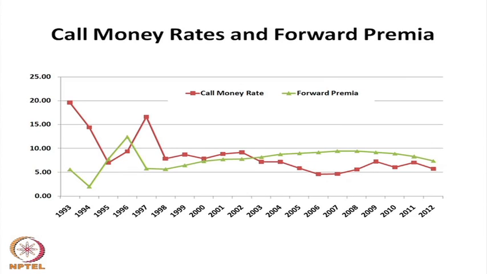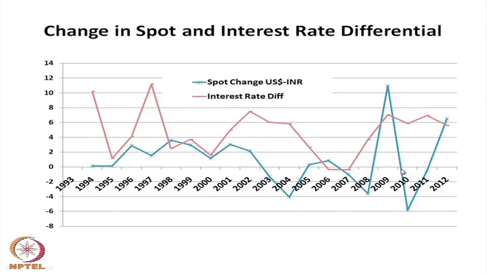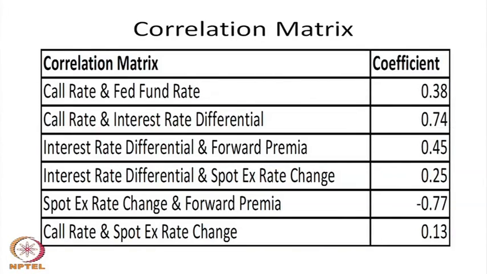So, if you say interest rate differential indicates the forward premium and then call rate. Whenever the call rate is high, they are moving in tandem and positive correlations are available among them. Similarly, I found the correlation among these two also quite high, 0.74.